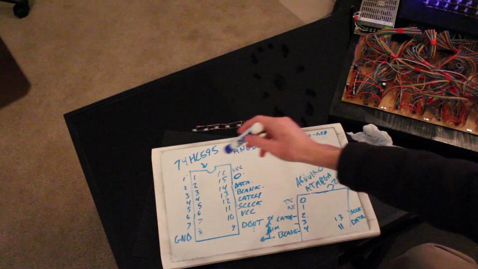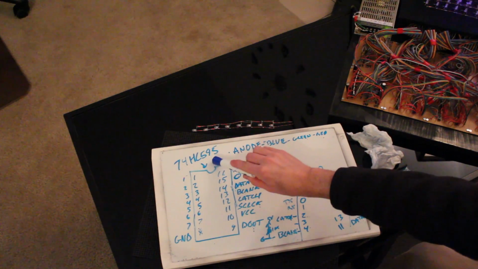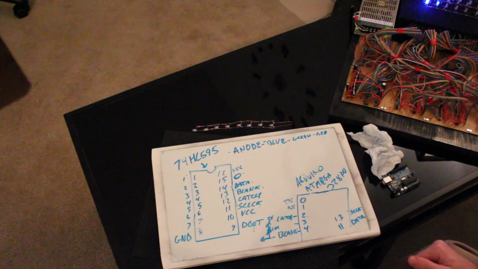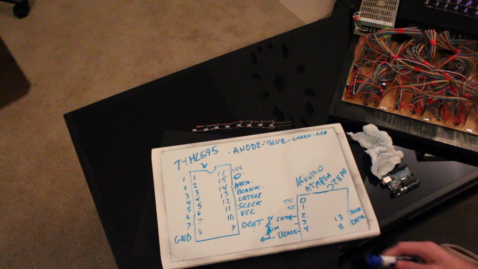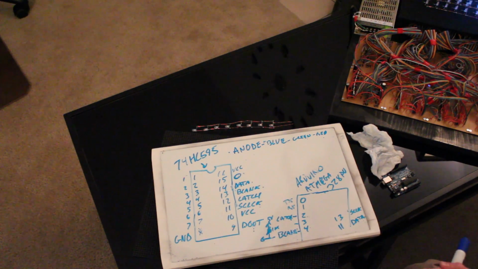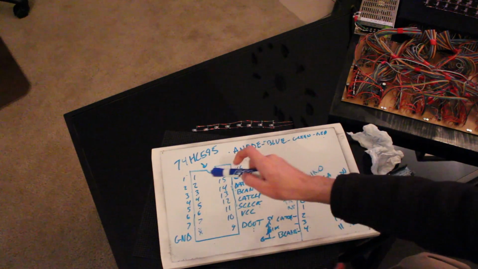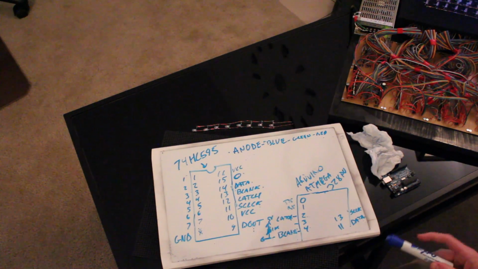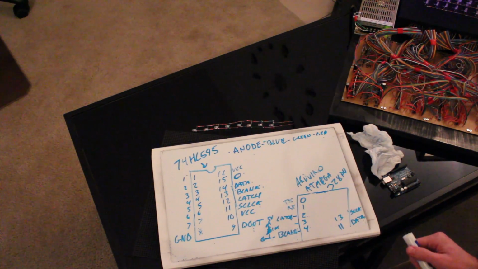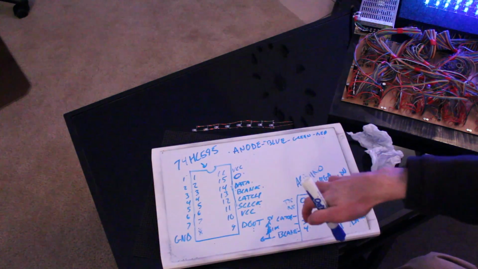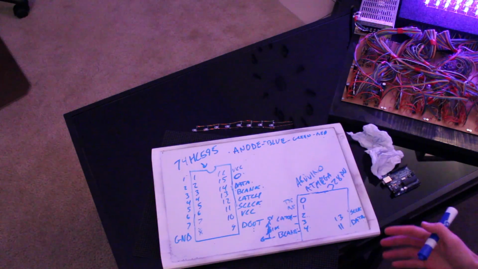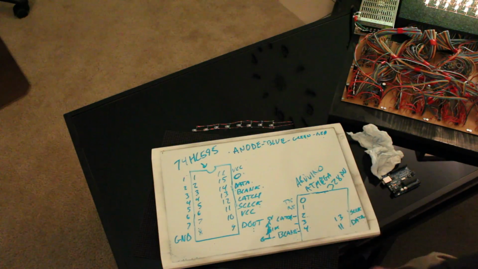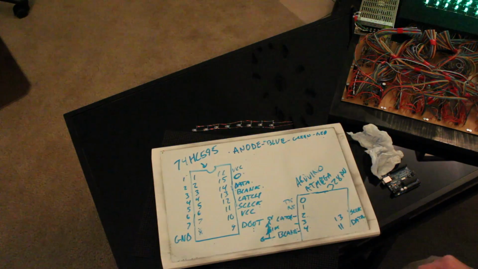We have 25 74HC595 shift registers. We have one for the anode control. Each shift register is 8 bits, meaning it has 8 outputs, 0 through 7. So we have one for the anode, and then since we have 192 cathodes to control, 64 for each color, each color gets 8 shift registers. 8 times 8 gives you 64.